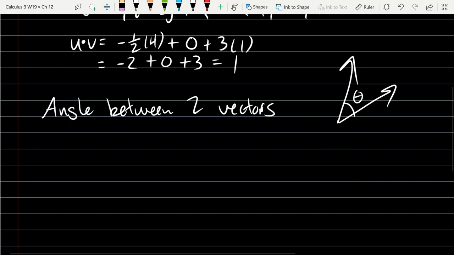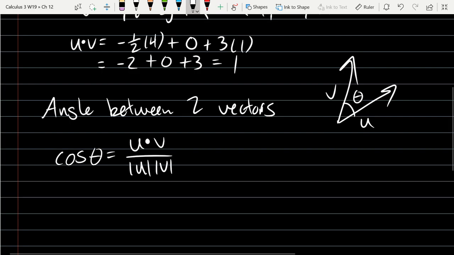All right, for the formula we need two vectors u and v, and our formula would be cosine theta equals u dot v divided by magnitude u times the magnitude of v. And if I want to solve for theta, I have to move the cosine function to the other side as the inverse function. So I can solve for theta pretty easily. And we get cos inverse of u dot v divided by magnitude u magnitude v.